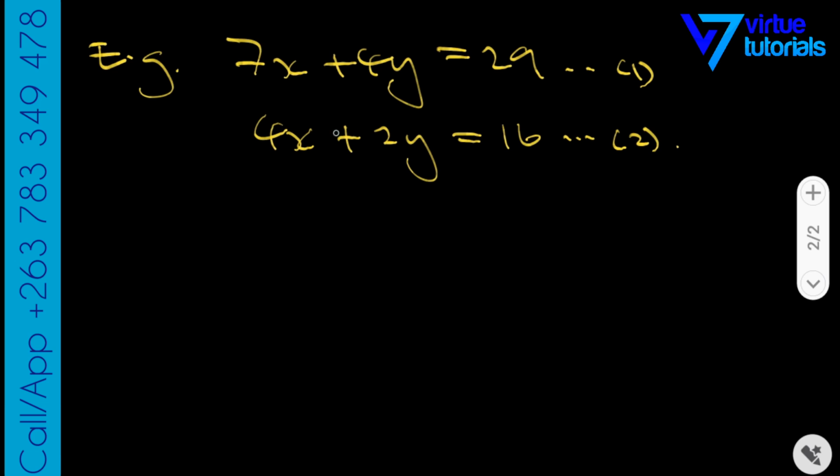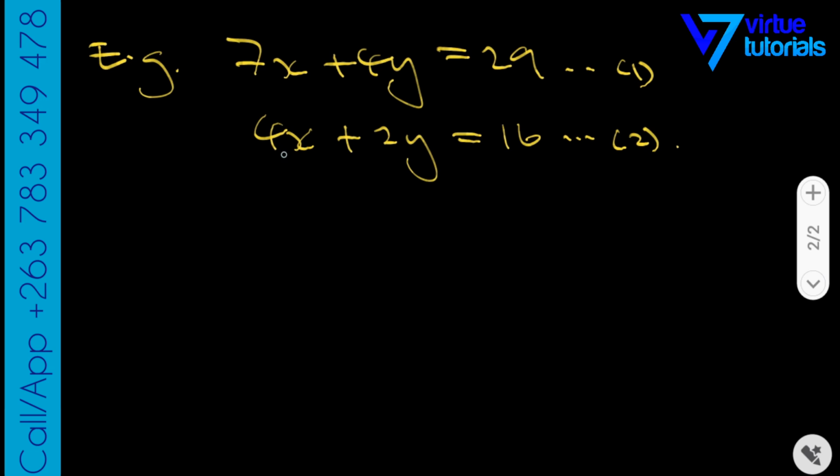How? You eliminate one of these unknowns. You could eliminate x or you can eliminate y. It's really up to you and it's really your choice. So how do you do it? You have to first of all look at the coefficients. Let's say we want to eliminate x. The coefficient means the number multiplying x. The coefficient of x here is 7, and the coefficient of x here is 4. You want these two coefficients to be the same number.